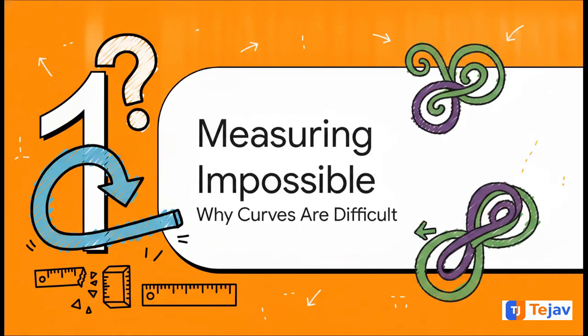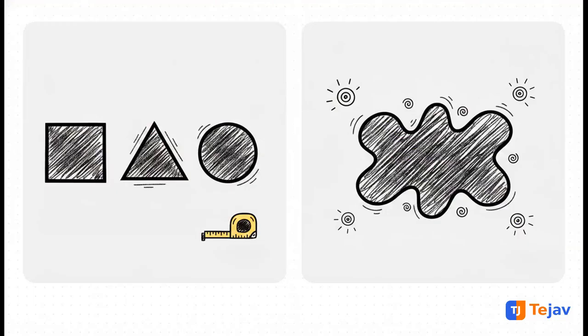Measuring the impossible. So just look at the stark contrast here. On the left, we've got our friendly, simple shapes with formulas we all know by heart, right? Length times width, 1/2 base times height, pi r squared. Easy. But then, look at that irregular, curved blob on the right. There's no simple, neat formula for that. Finding its exact area just seems literally impossible.